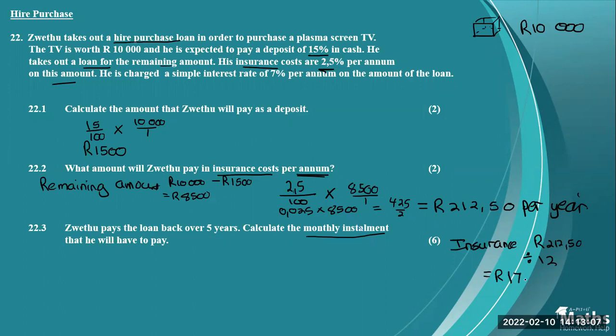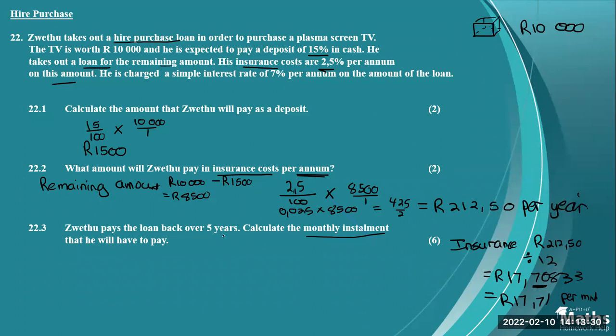That gives me 17 Rand 70833. Remember, we are working with money, so you round off to 2 decimals. So the 8 will influence the 0 to become a 1. So it will be 17 Rand 71. This will be per month.